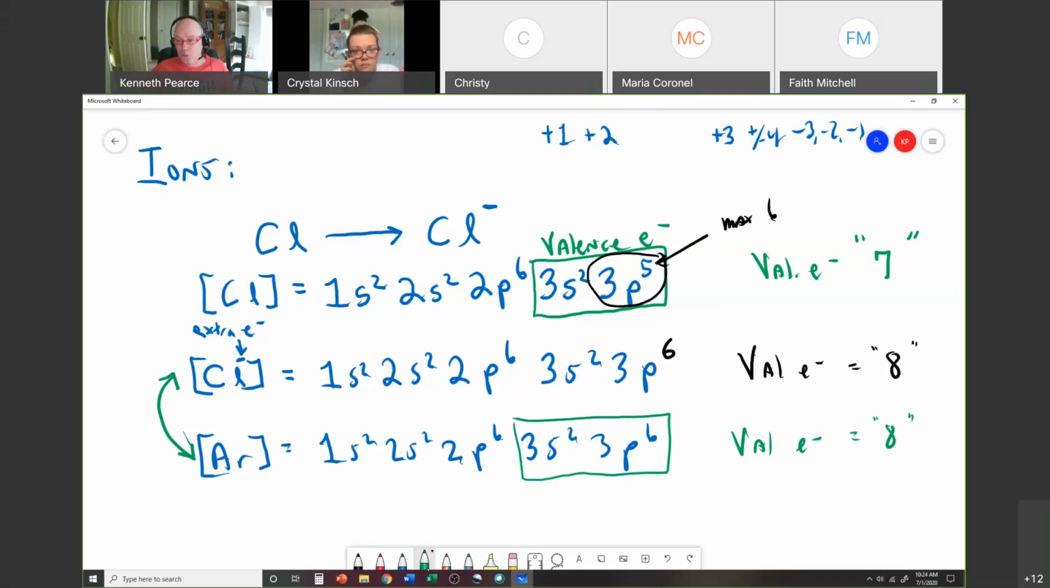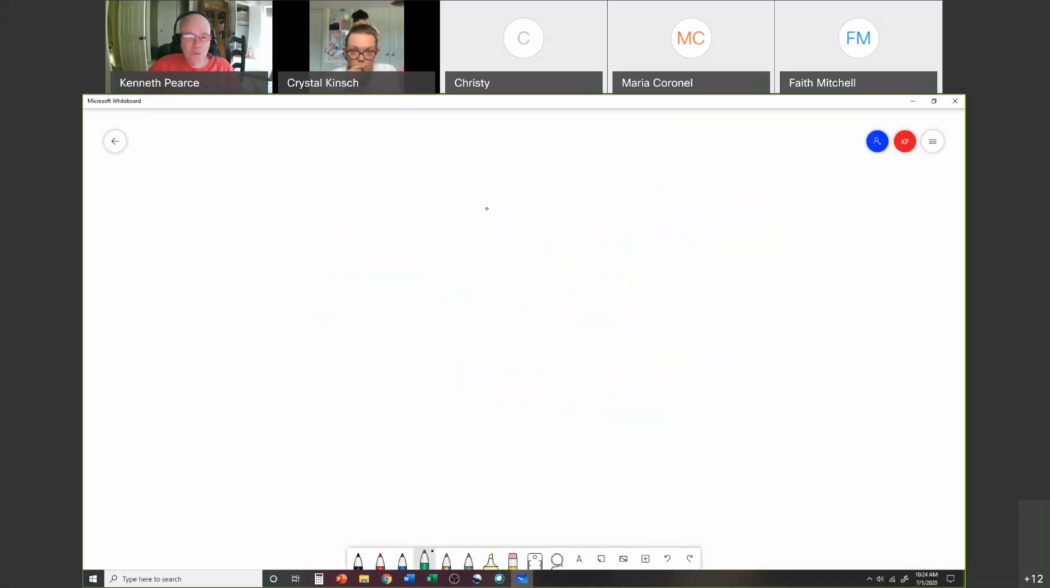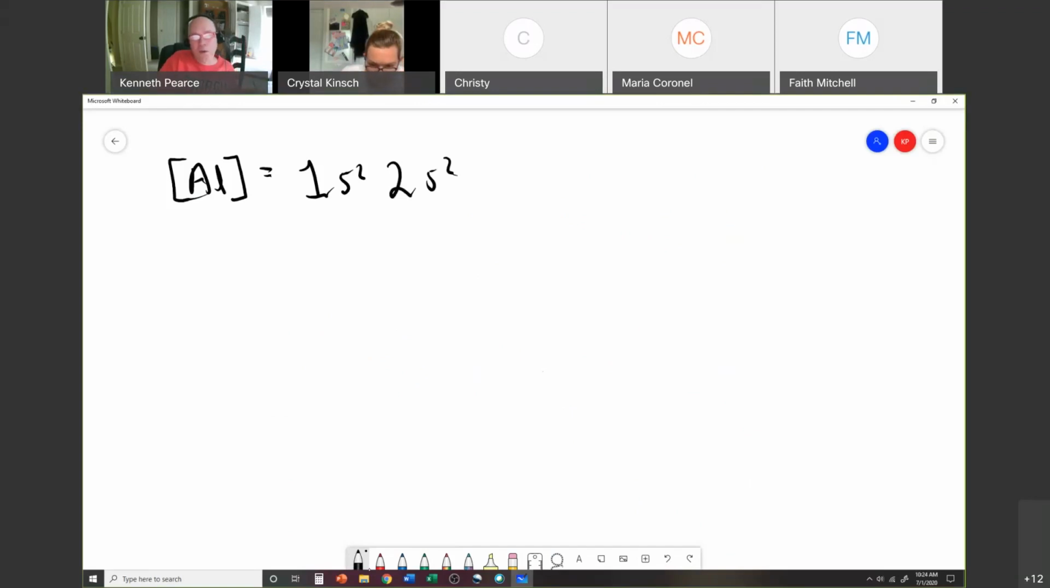There it is. And similarly, when we lose electrons, we should lose electrons in the same sort of way. Now, let's say we have aluminum. Let me switch colors here. Aluminum is 1s2, 2s2, and it's actually a third row element, so 2p6, 3s2, and 3p1. There's aluminum, 3p1. What does aluminum become when it becomes an ion? Well, aluminum becomes aluminum 3+.